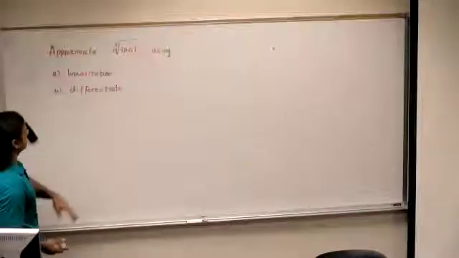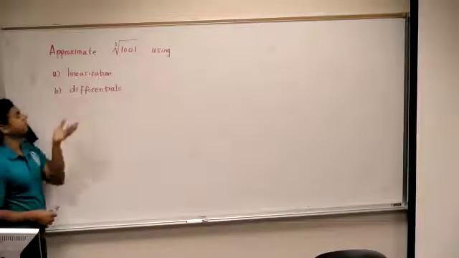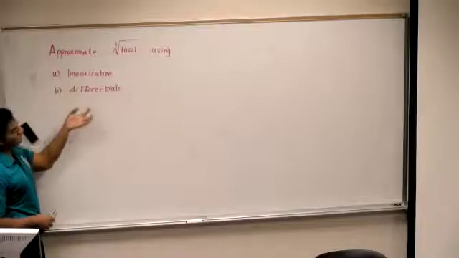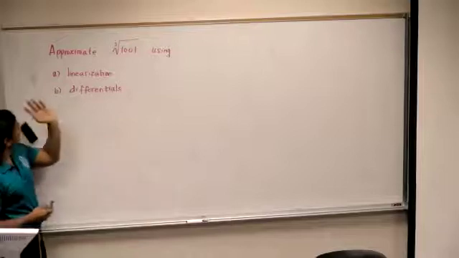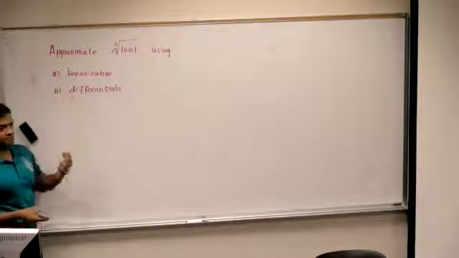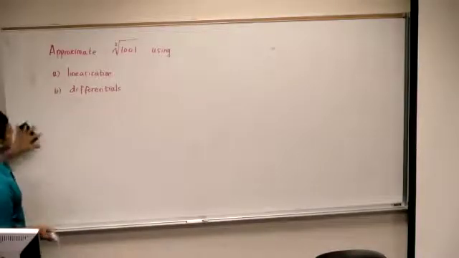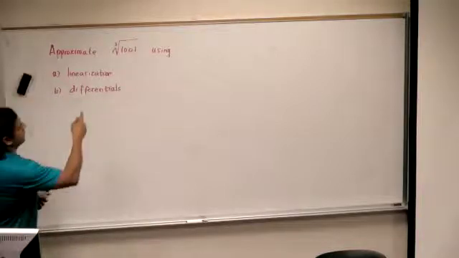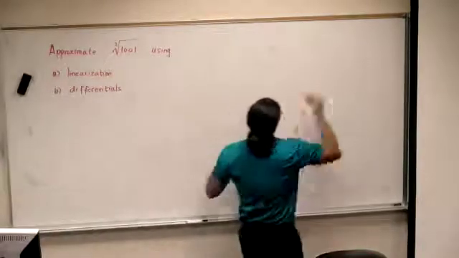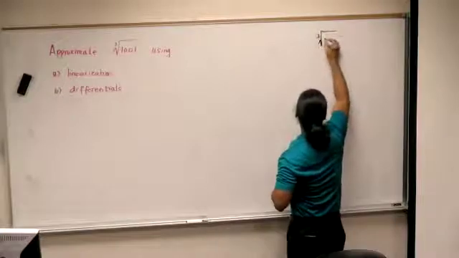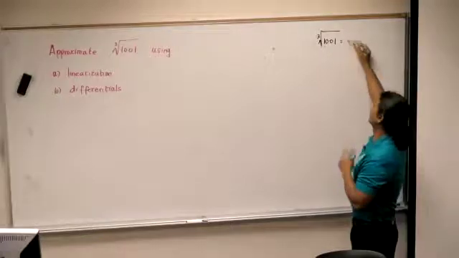So the book wants to either use linearization or differentials. I'm going to show you that both of them are options to do an approximation. Last time we did linearization. This time we're going to do differentials in addition to linearization. So we have this computation that we've got to do. We can't find the third root of 1001 using your calculator with 10 point something.